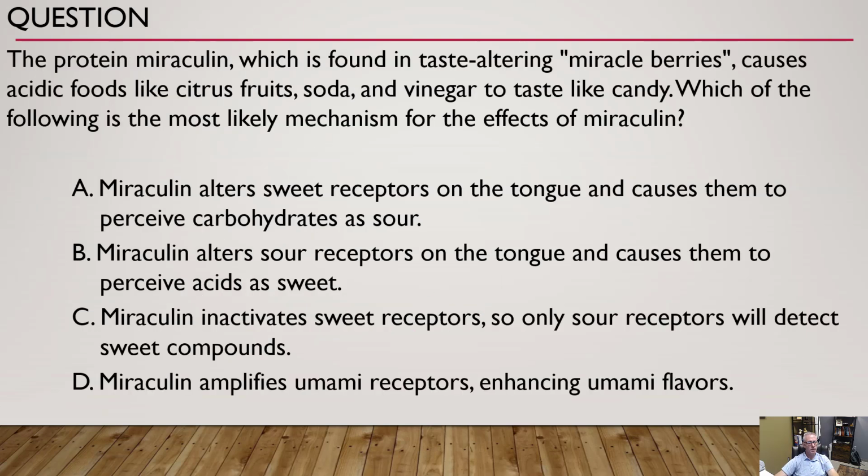All right, so here you have the protein miraculin. It's kind of made up, which is found in these taste-altering miracle berries, causing acidic foods like citrus fruits, soda, and vinegar to taste like candy. Which of the following is the most likely mechanism for the effects of miraculin? So basically, we're taking acidic foods to taste like candy. Miraculin alters sweet receptors to perceive carbohydrates as sour.